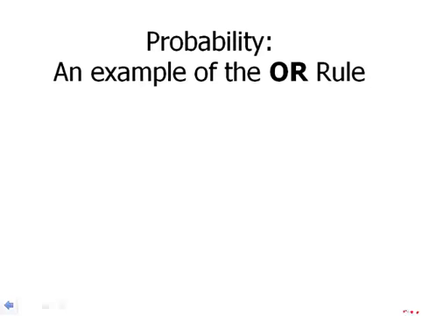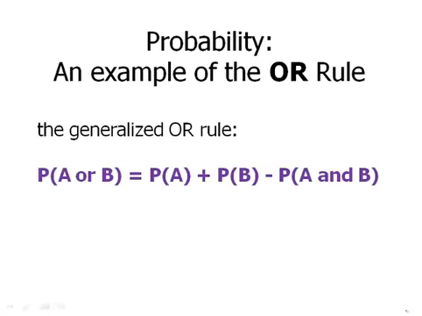Now that we've talked about the generalized OR rule, we can talk about some examples. First of all, let me just remind you, the generalized OR rule says the probability of A or B is the probability of A plus the probability of B minus the probability of A and B. This is one of the big rules of probability.